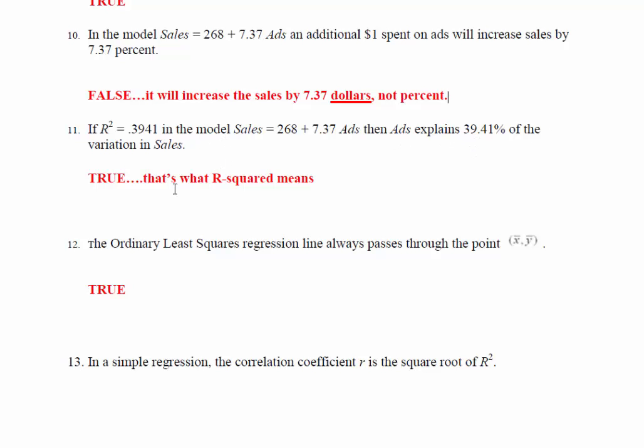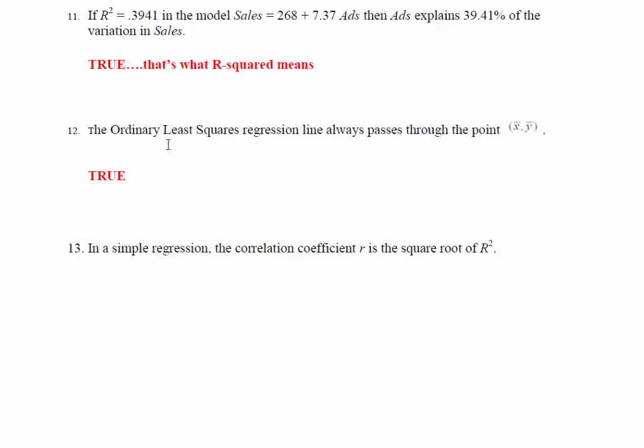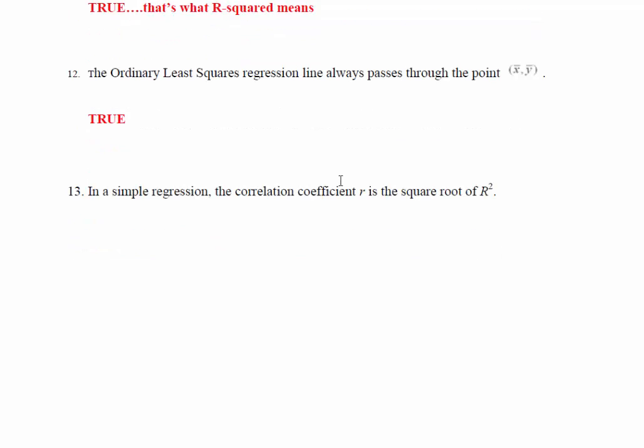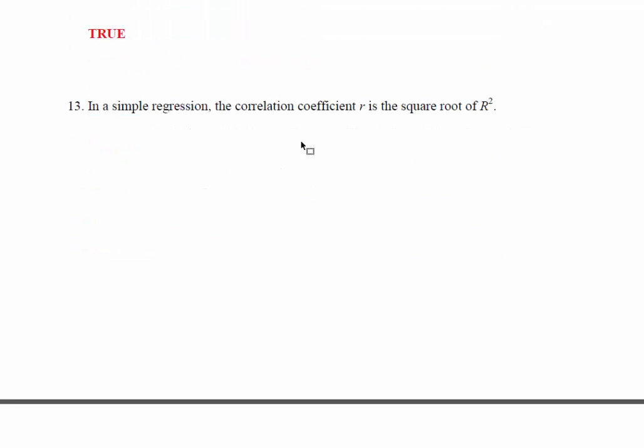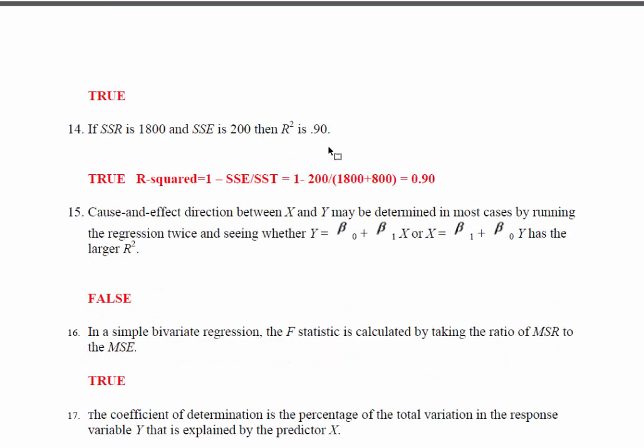Number 11. If capital R squared equals 0.3941 in this model, then ads explain 39.41% of the variation in sales. That is true. That is what R squared means. Number 12. The ordinary least squares regression line always passes through the point x bar, y bar, the means of x and y. That is also true. Number 13. In simple regression, the correlation coefficient R is the square root of capital R squared. That's true also.